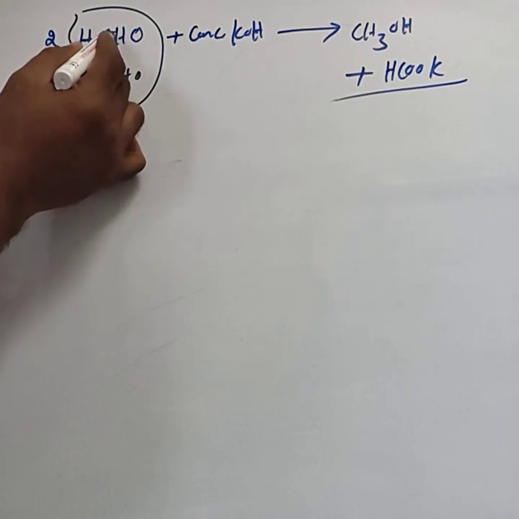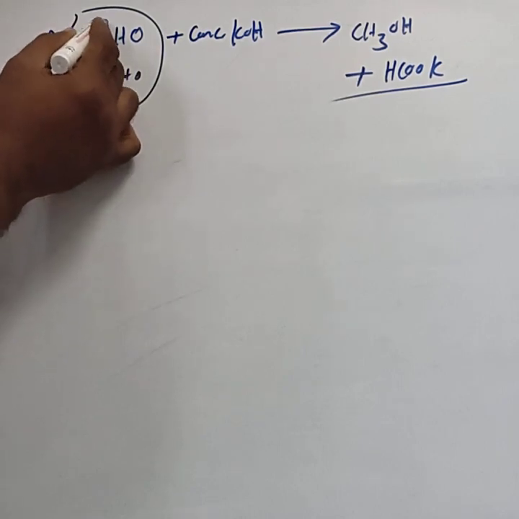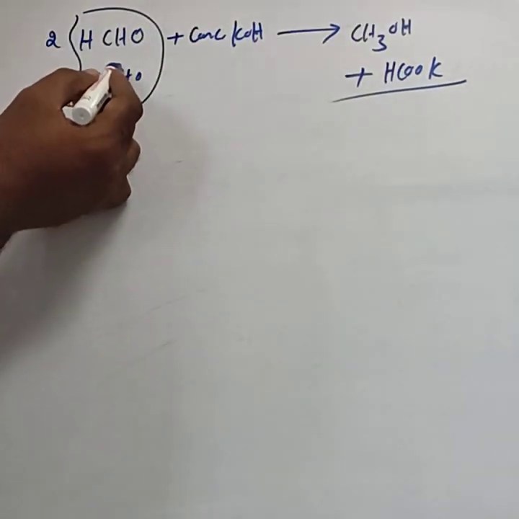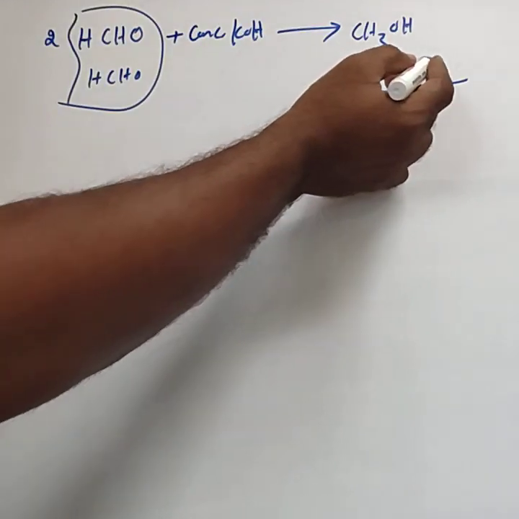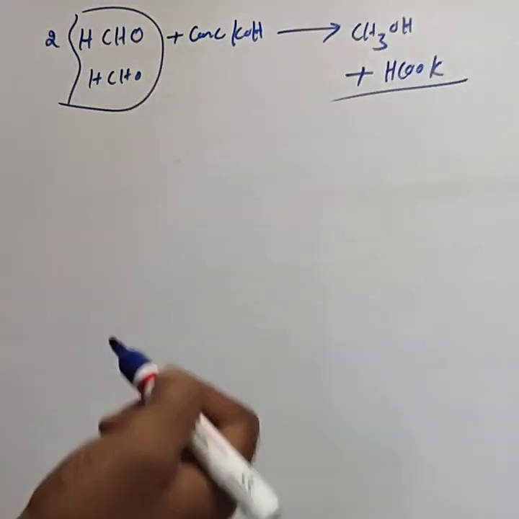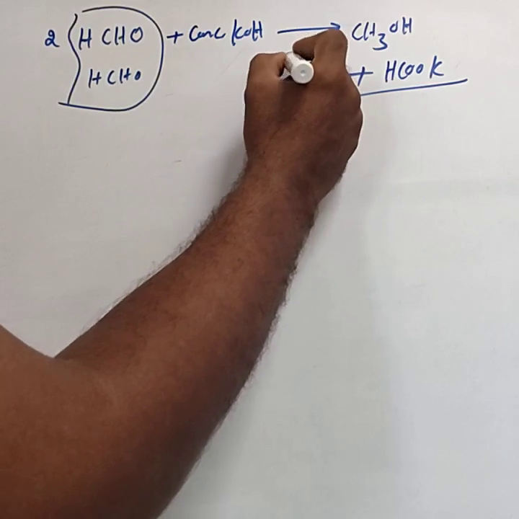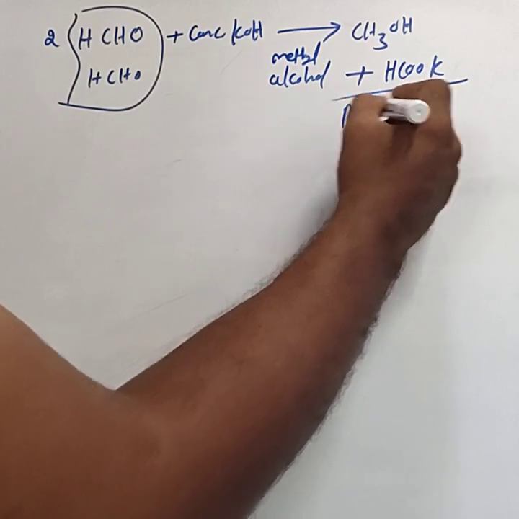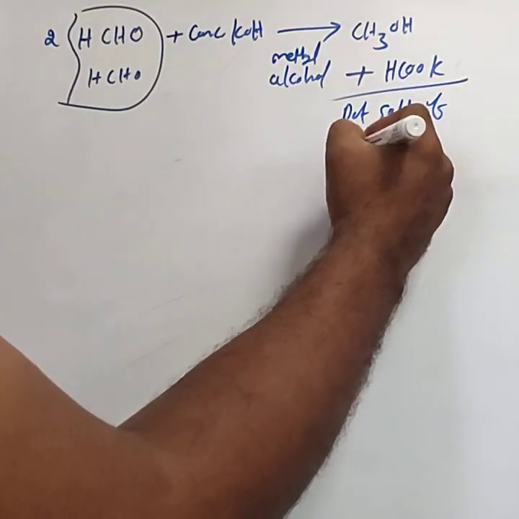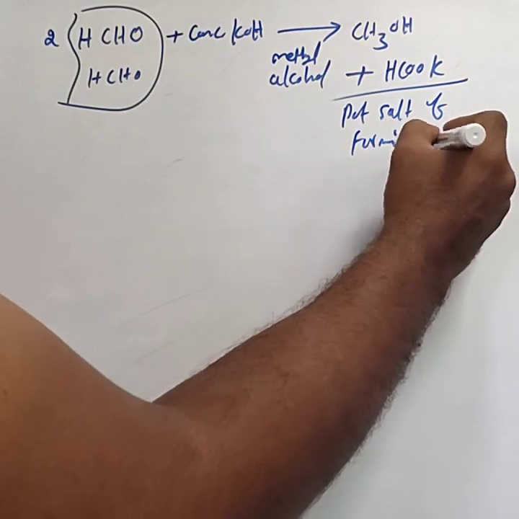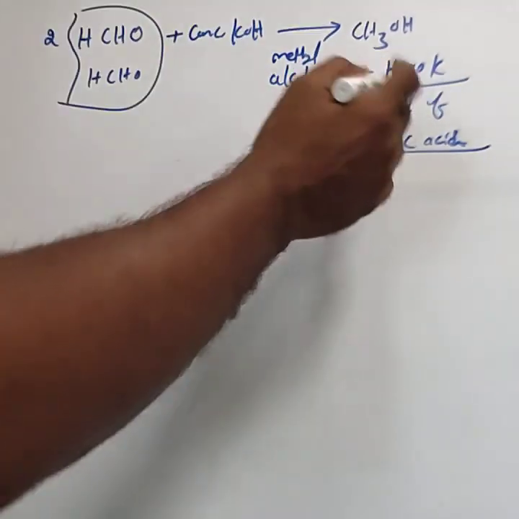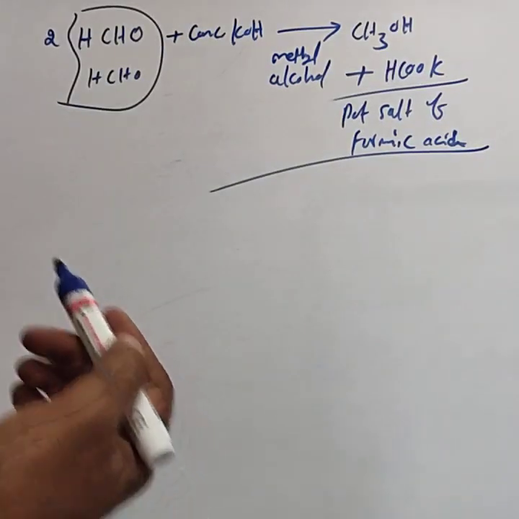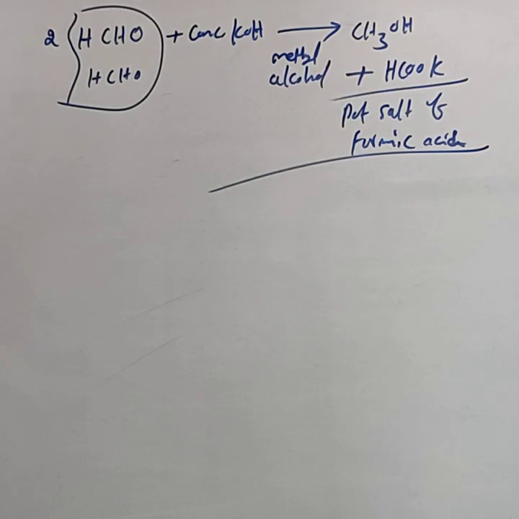This undergoes reduction. Reduction means addition of hydrogen. This accepts the hydrogen to form CH3OH. This undergoes oxidation. Oxidation means addition of oxygen, forming the salt of the carboxylic acid. This is called methyl alcohol. This is called potassium salt of formic acid. You have to be familiar with these names also. Or potassium formate, or potassium salt of formic acid.